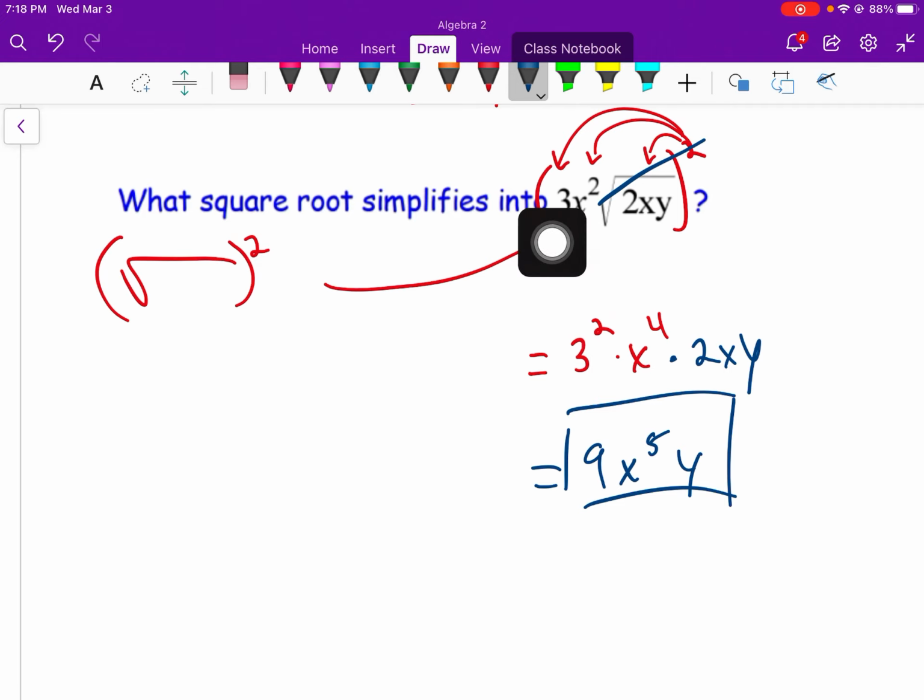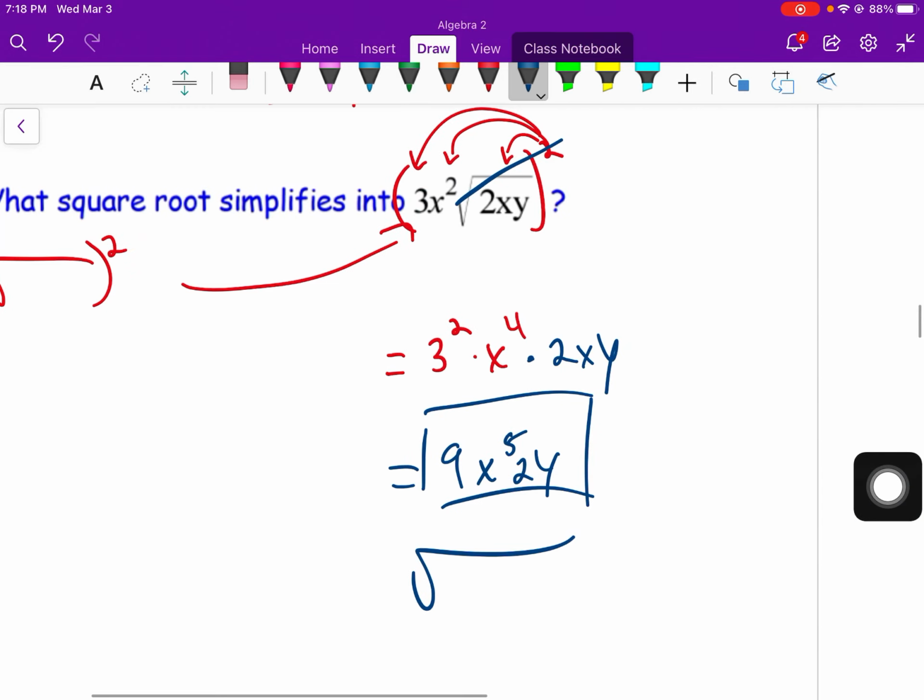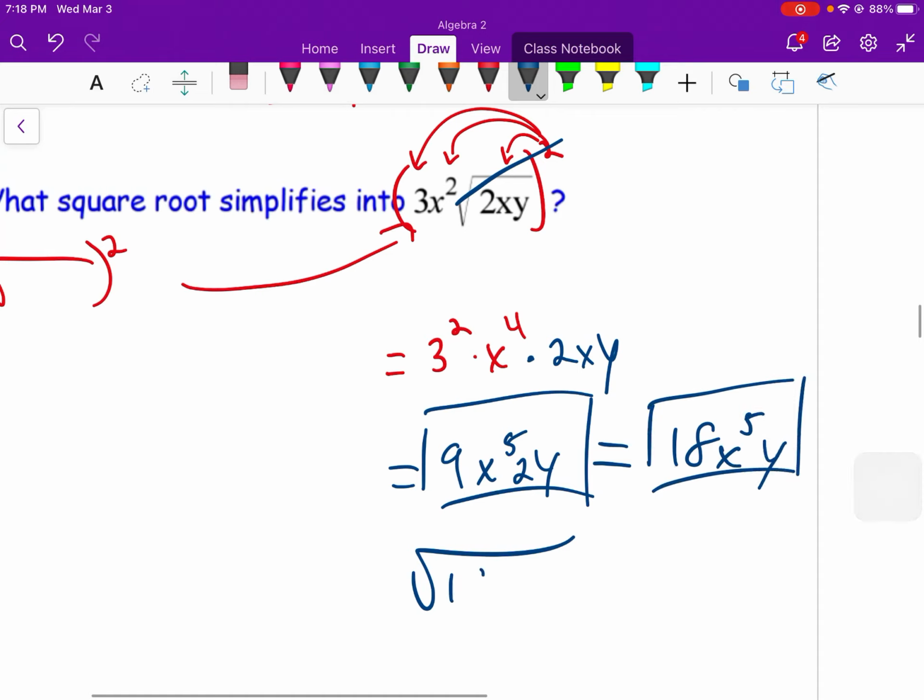If you want to check that what square root simplifies to this, let's reverse it. So it'll be the square root, whoops, look at this, I forgot a 2. This 2 is still here, so we can multiply 9 times 2. So we're not quite done yet. That'd be 18x to the fifth times y. All right, so that's what we're going to want to take the square root of to check. We should get this out.